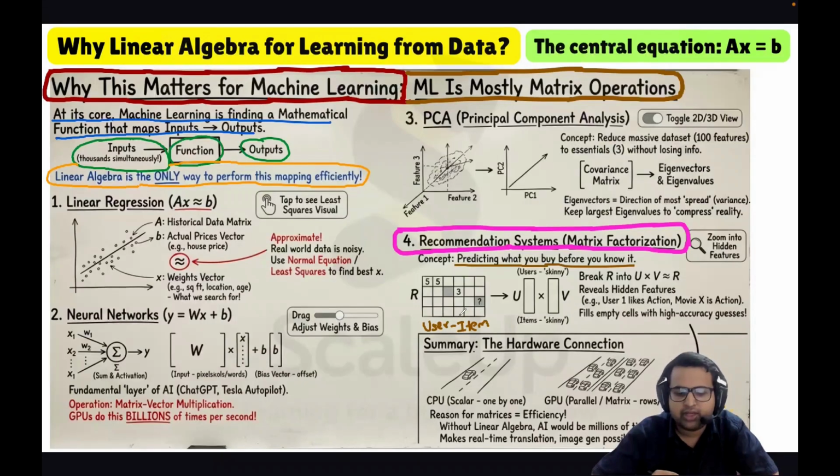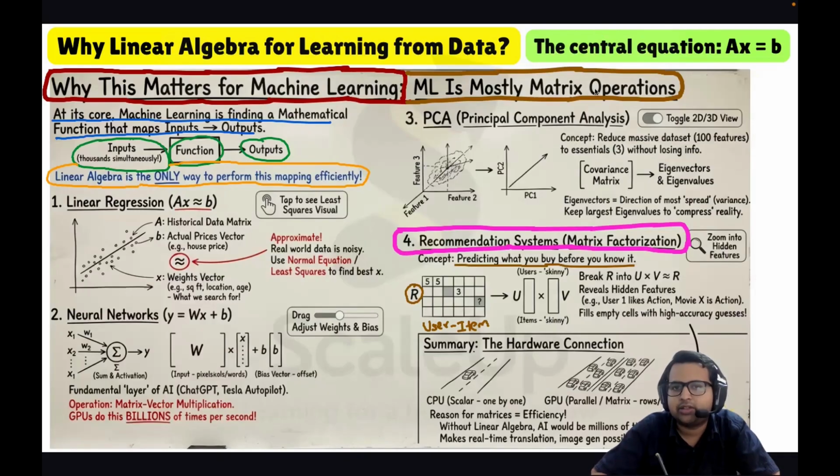Now what we do here is we take this giant user item matrix, which I'm calling R, and we break it into two smaller skinny matrices U and V, such that U times V is approximately R. This process of decomposing a user item matrix into two smaller matrices U and V reveals hidden features, like user 1 likes action movies and movie X is an action movie, allowing the AI to fill in the empty cells with high accuracy guesses. So we do the matrix factorization.